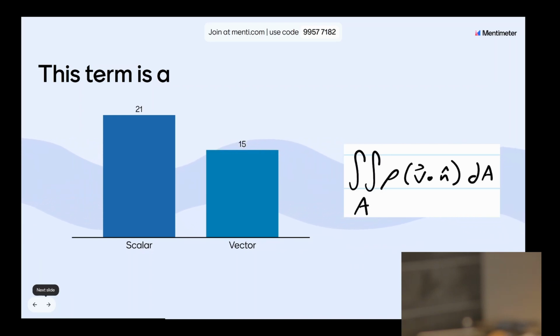Are there any questions about that? I know it's confusing because there are vectors, but this whole operation is a scalar.